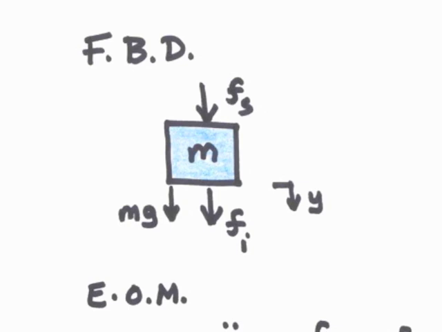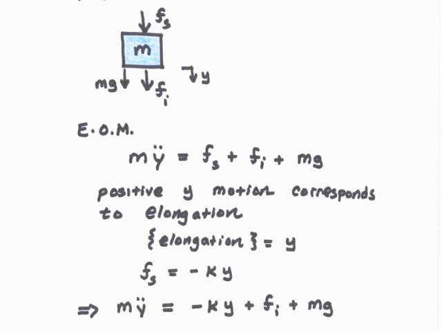We also have an arrow Fs pointing downward. That says that if Fs is positive, it will be pushing the mass down. Of course, if Fs is negative, it will be pulling the mass up. We'll denote the positive direction for Y, as we saw on the previous page, as the downward direction. So now we can write our equation of motion from our free body diagram. It'll be m y double dot equals the sum of the forces. So that will be m y double dot equals Fi plus Fs plus mg.